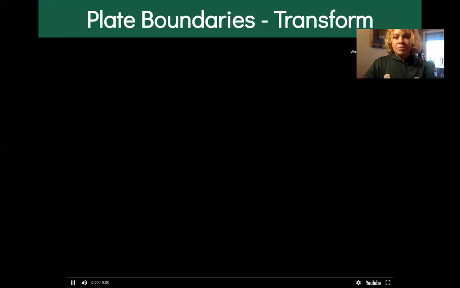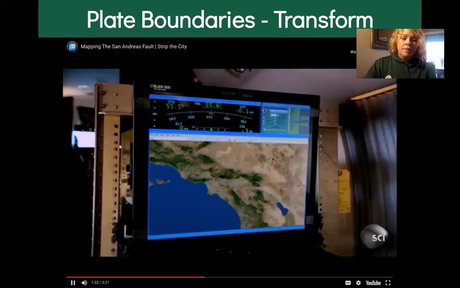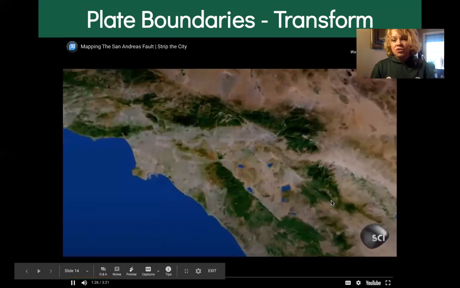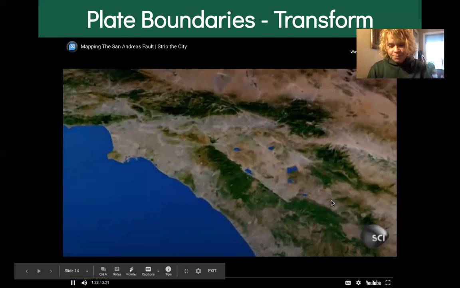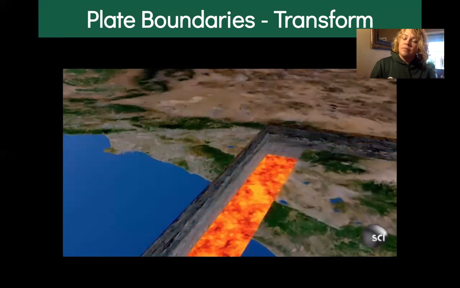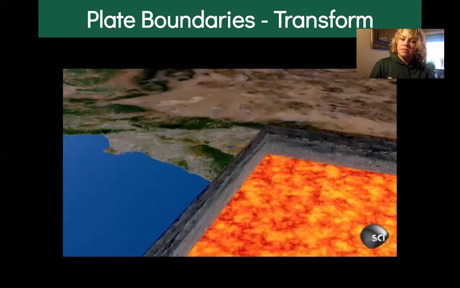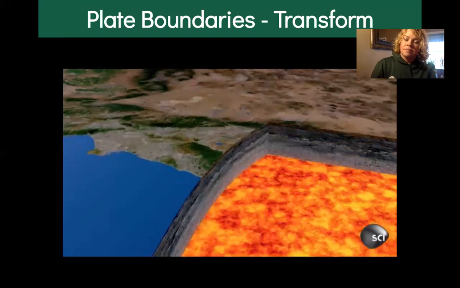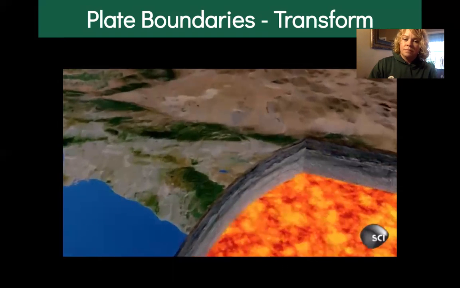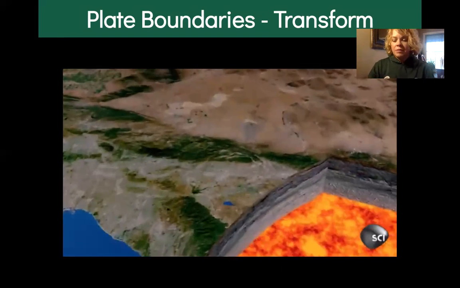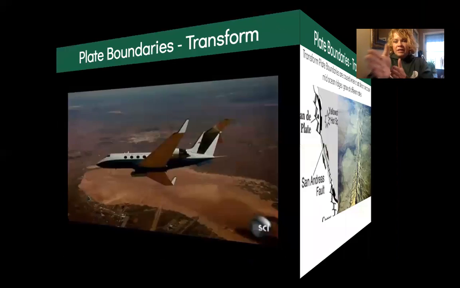Okay, the last type of plate boundary we have is a transform plate boundary. Two tectonic plates collide along the San Andreas Fault, which sits less than 40 miles from LA, the most famous one. Sitting on top of hot magma, the Pacific plate slides past the North American plate.